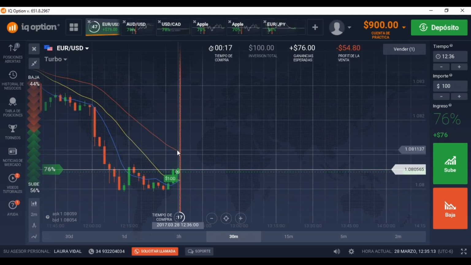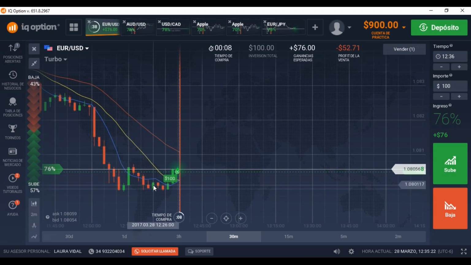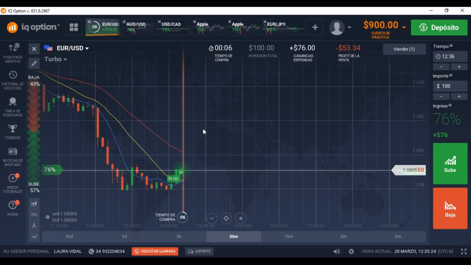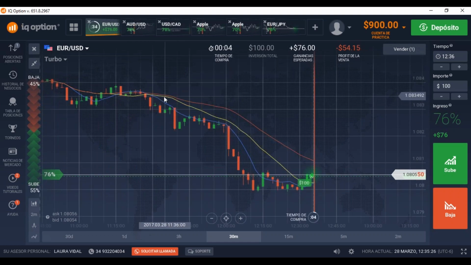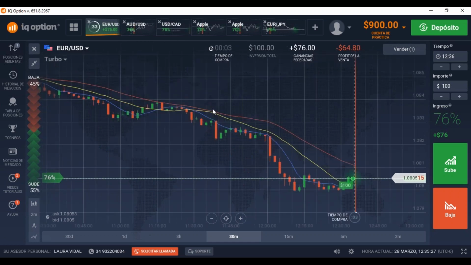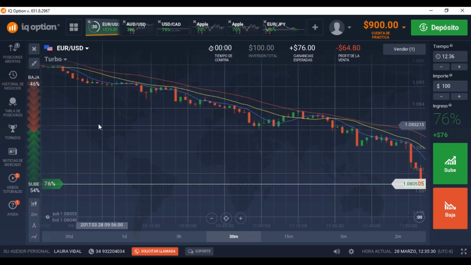Now, the 26 period moving average, the red one, will determine the direction the pair is going to go. So for example, if right now we have the 26 moving average above the yellow and the blue line, that means that this is for a call. So if we go back a little, this is a little messy, so let's not pay attention to it.